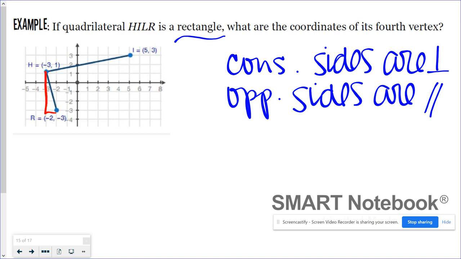So what if I did the same thing from point I? What if I went down 4 and right 1? That gives me a fourth vertex at (6, -1). And that creates the rectangle that they asked me to do.